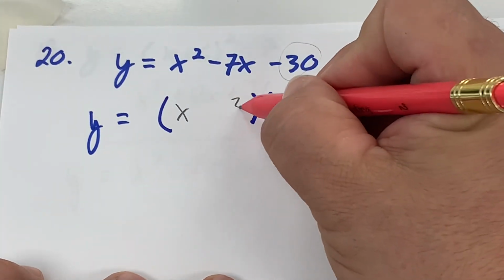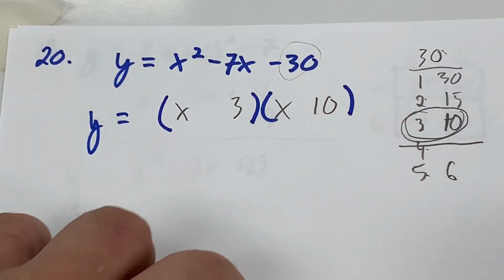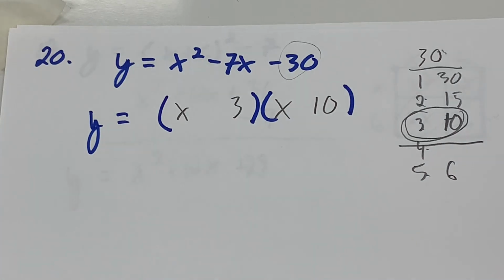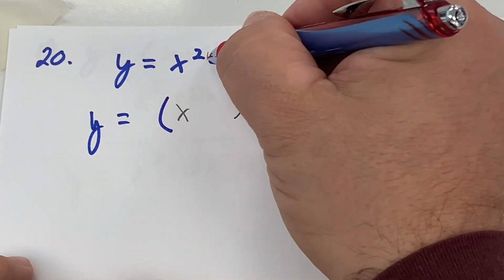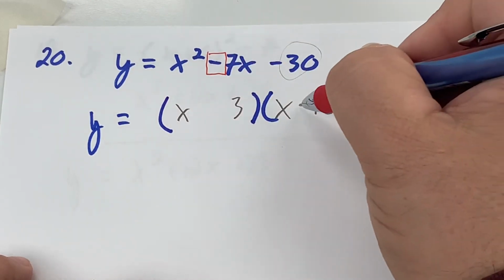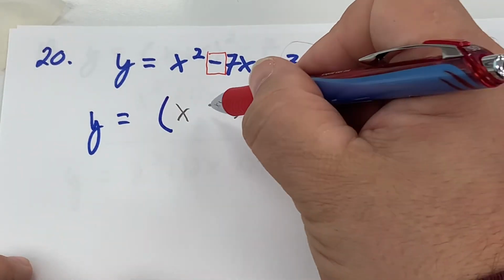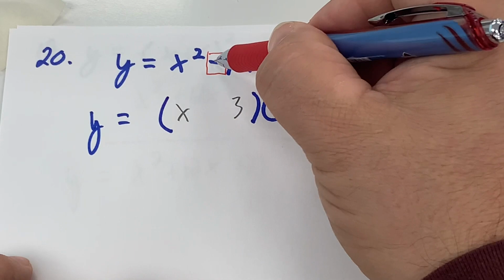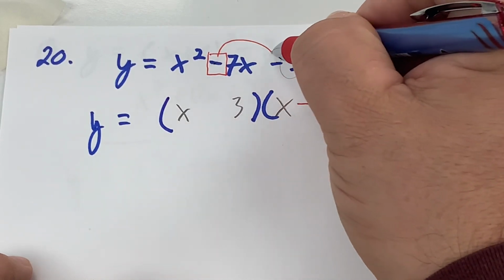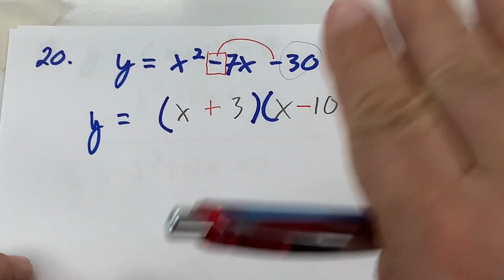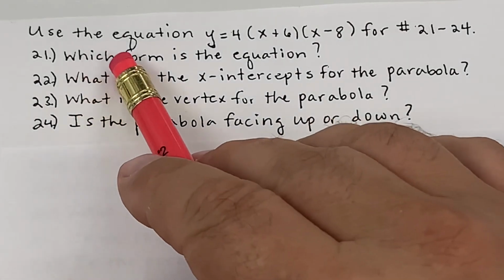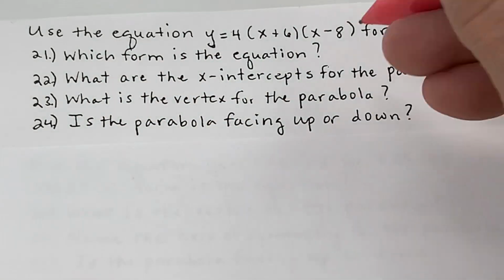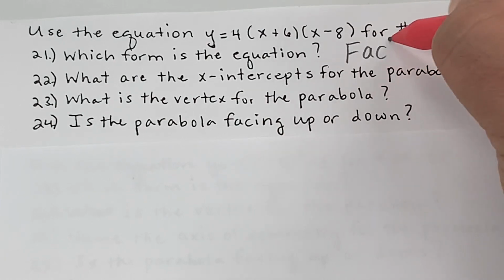So I'm going to write down my 3. I'm going to write down my 10. Now I have to ask myself, which number is larger? Notice 10 is larger. So 10 is going to get this middle symbol. And this middle symbol is a negative. Now to figure out what goes here, you look at both symbols. What's a negative times a negative? A positive. So there's the factored form. Which form is this equation in? This equation is in factored form.